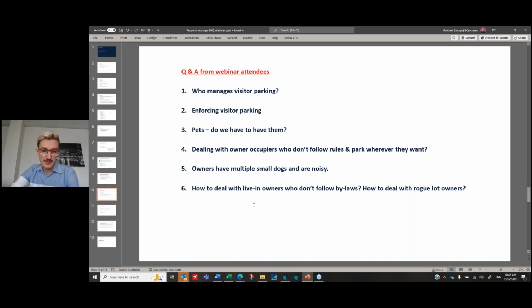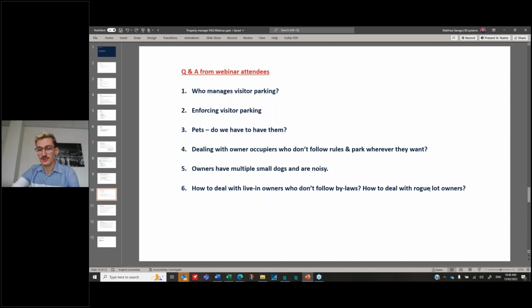Number 6, I think we've probably dealt with that. Rogue lot owners is, depending on what they're doing, that's rogue. Some people are rogues, but if they're breaching the bylaws, you address it as a bylaw issue. If they're generally a rogue owner and they're causing a nuisance in other ways, like pestering people or just being a generally difficult neighbour, there's not a lot the body corporate can do about that. It can't make people be nice neighbours.